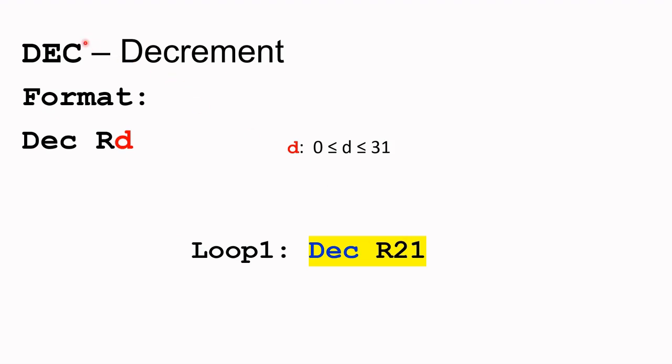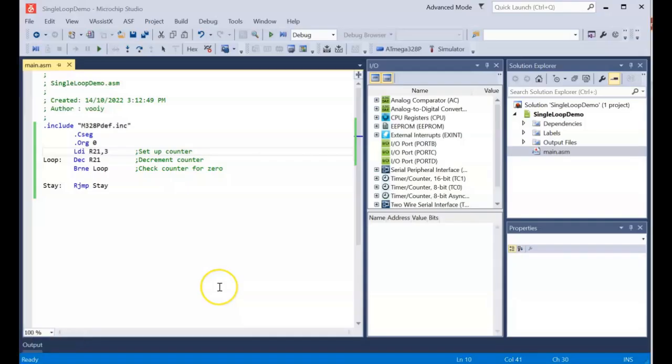The next one, as explained earlier, is the DEC. Basically, this subtracts 1 from the register. In this case, the register that we have used in the example is 21. So D is the number of the register. This could be from register 0 all the way up to register 31. And our example, as I'm repeating here, is where we have used R21.